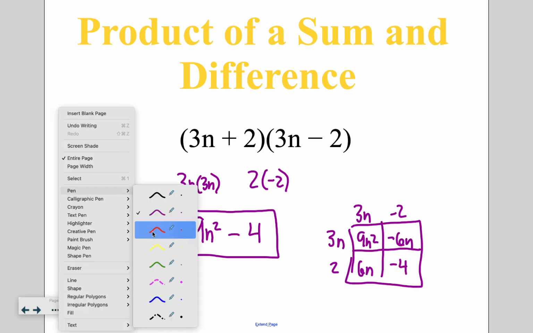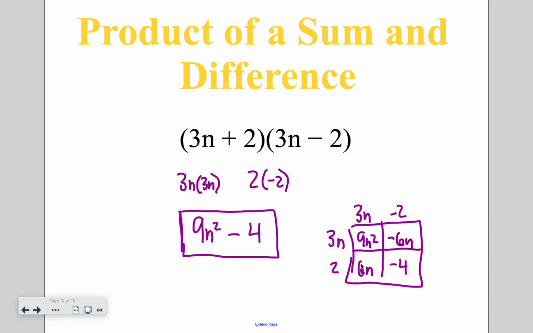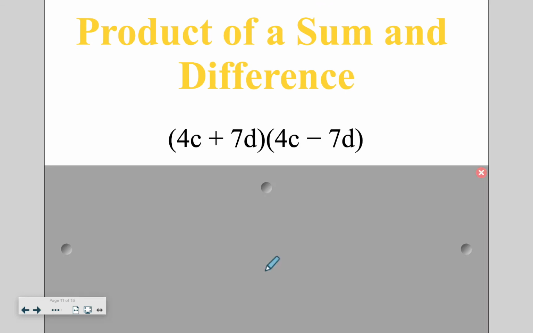Again, those two boxes for multiplying the outside and the inside, so those two middle pieces, would cancel each other out, and we would still end up with 9n squared minus 4. Go ahead and try this one on your own.